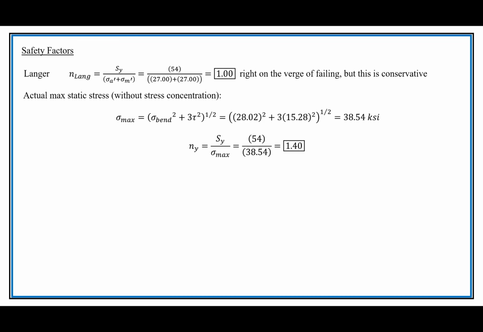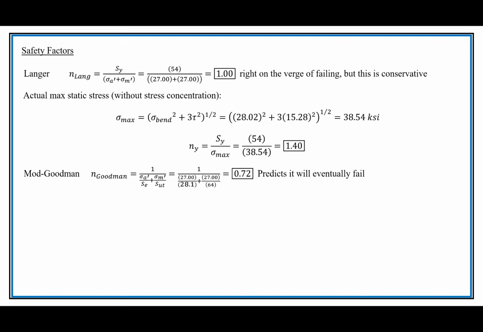So this is actually what the yield safety factor would be without adding the two together right there. This is a demonstration that we're being overly conservative by just adding sigma A prime and sigma M prime to each other. So anyway, continuing on, here's the fatigue assessment. I didn't bother with the Soderberg. Let's just look at Goodman.